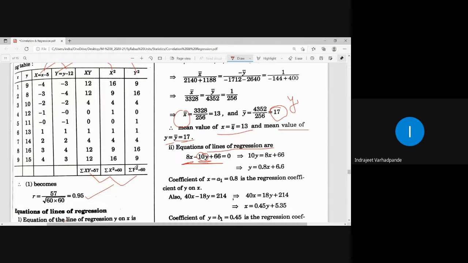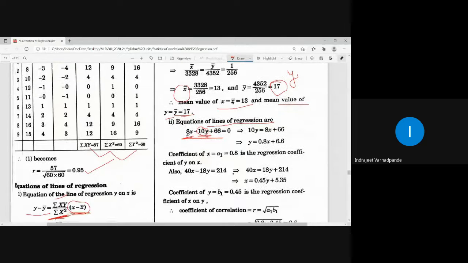Else, we will have to change our assumption, right? So looking at the first line, the coefficient of y is greater, so 10y is equal to 8x plus 66. Divide by 10 so as to get the line of regression expressed as y in terms of x. So what I do over here, I transfer this minus 10y to the other side.